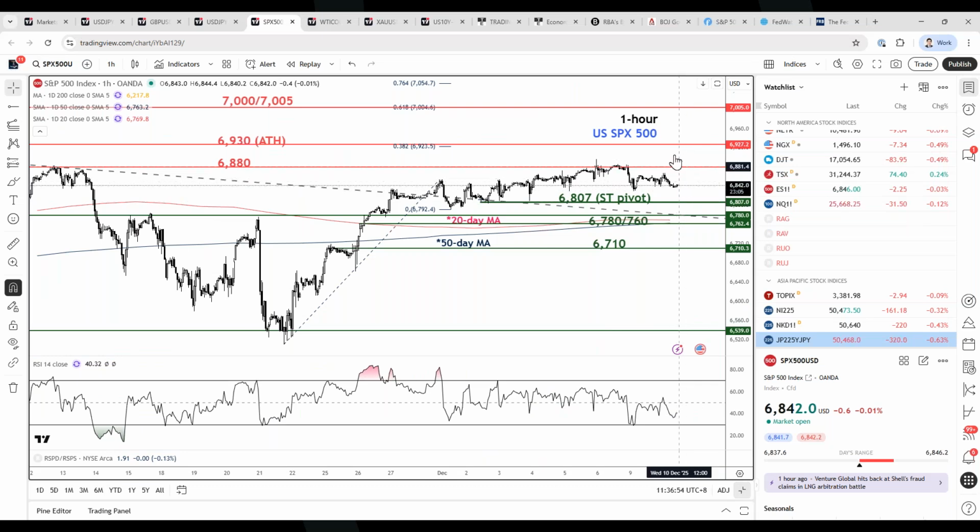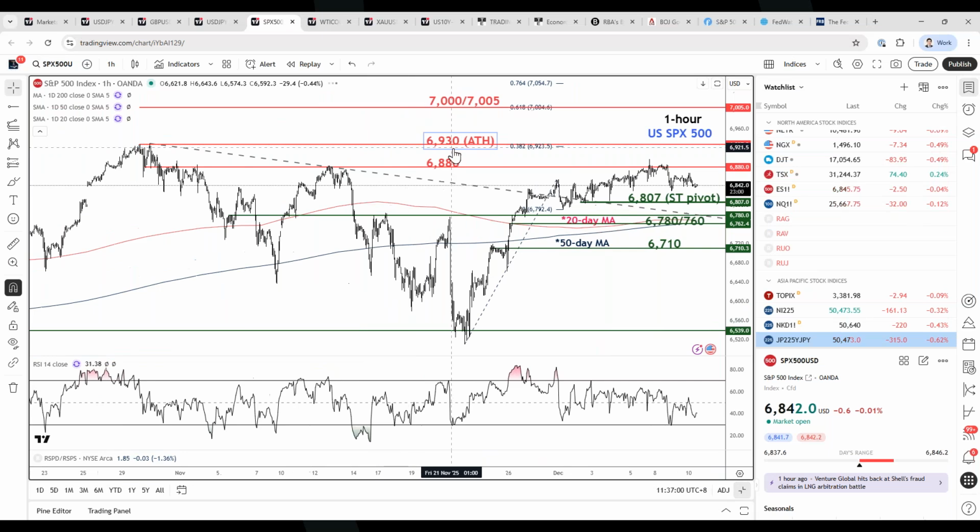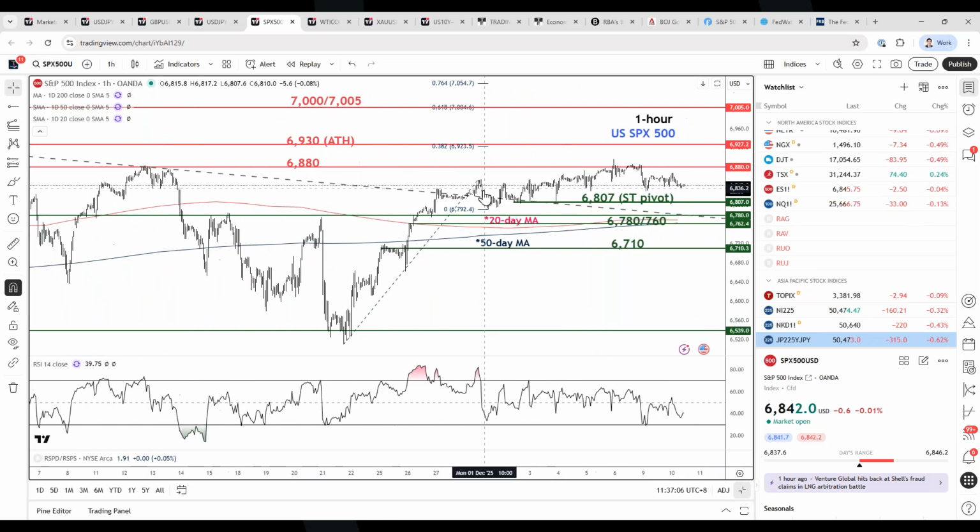A break above 6,880 will potentially seek out the current all-time high at 6,930 in the first step, which is the all-time high area of 29th of October and 30th of October, and also the 0.382 Fibo extension taken from the ongoing impulsive upmove sequence from the low of 21st of November.